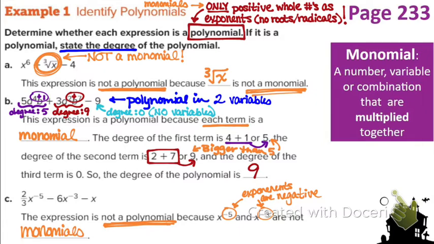So two questions before we go on to the next example. How do I know if something is a monomial? Exponents have to be positive and no roots, no radicals, no variables under a root or a radical. Yes. So it has to meet those two criteria. If I have a polynomial, every single term is a monomial.